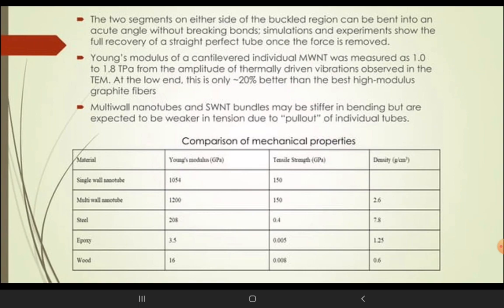Multi-wall nanotubes and SWNT bundles may be stiffer in bending but are expected to be weaker in tension due to pull-out of individual tubes. And here is the comparison of mechanical properties between single-wall and multi-wall nanotubes, as well as steel, epoxy, and wood.